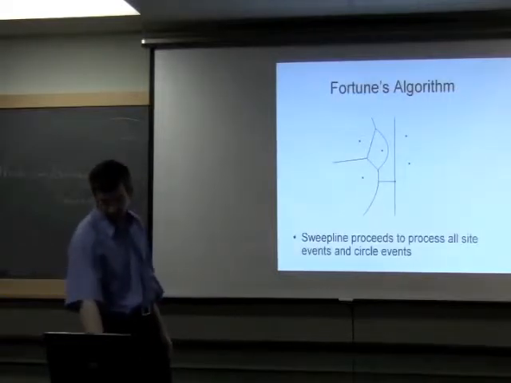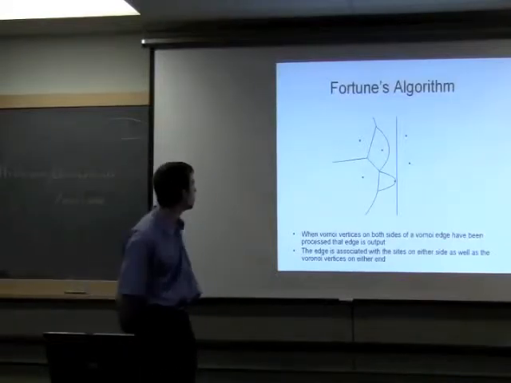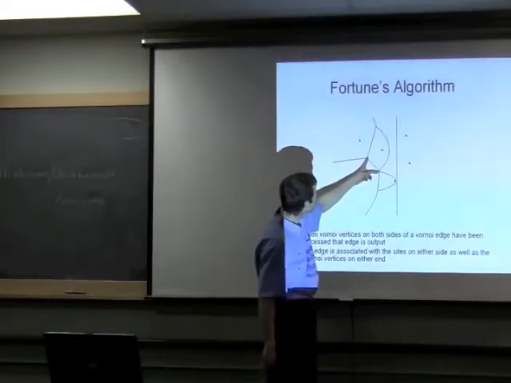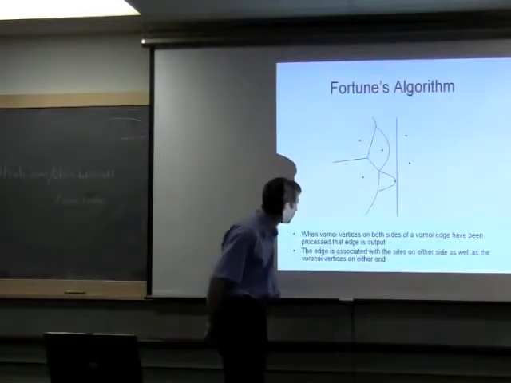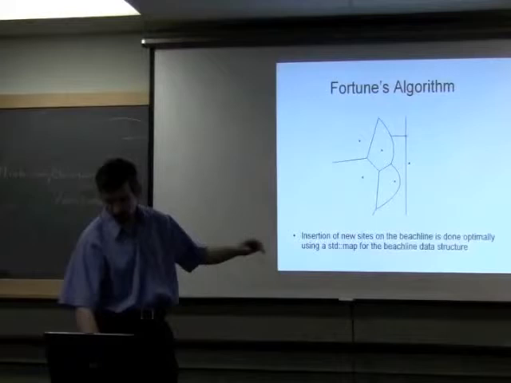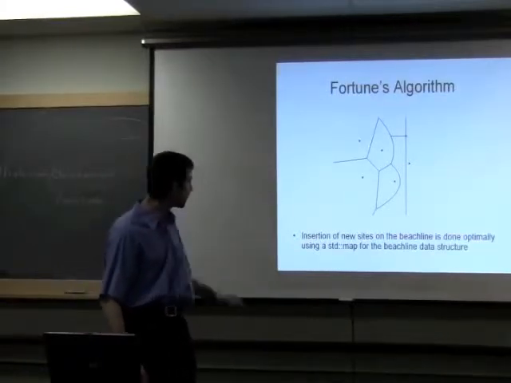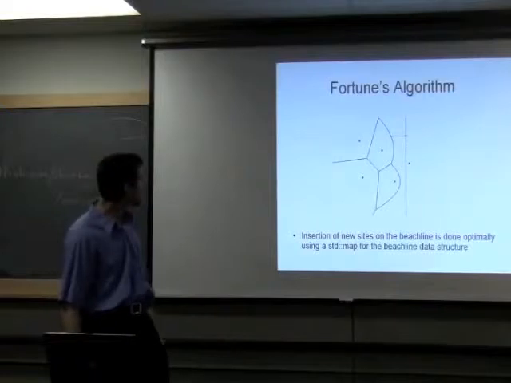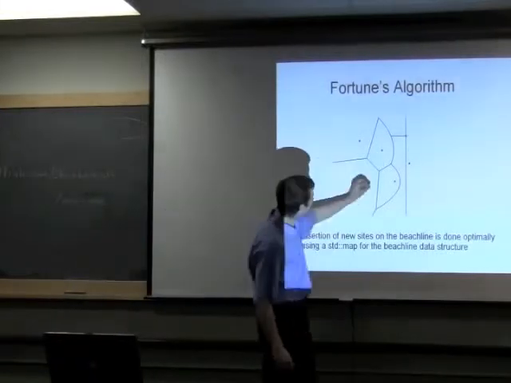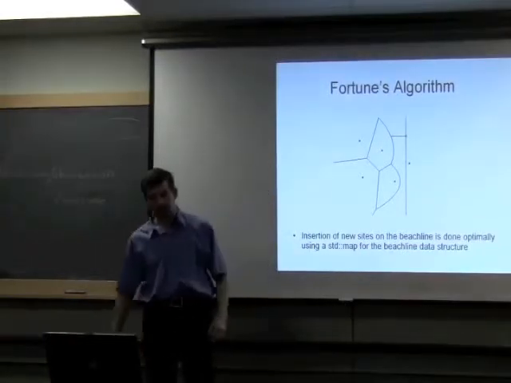We proceed until we've hit all sites. When you complete a Voronoi vertex, you write it out to the output data structure, along with the edges related to it. So our sweep line is just a standard map where the element of the map is the intersection between parabolic arcs.